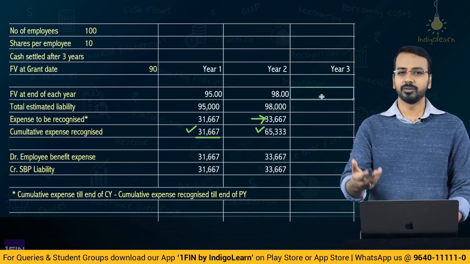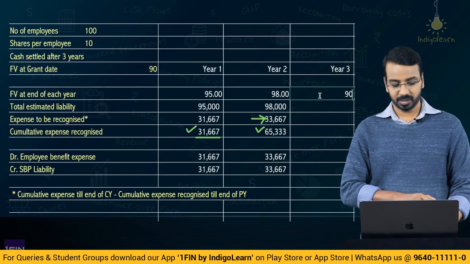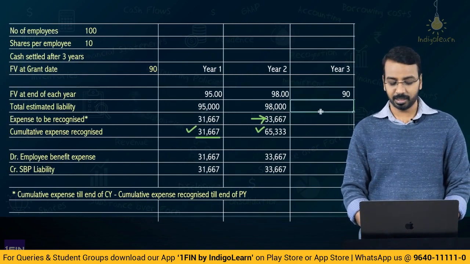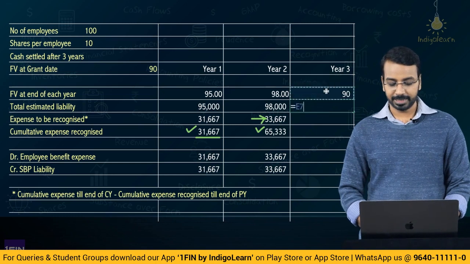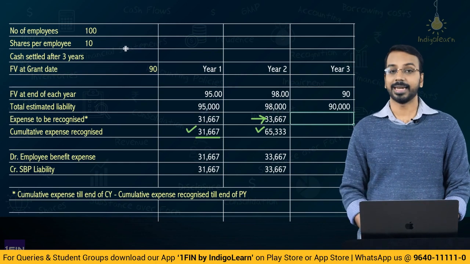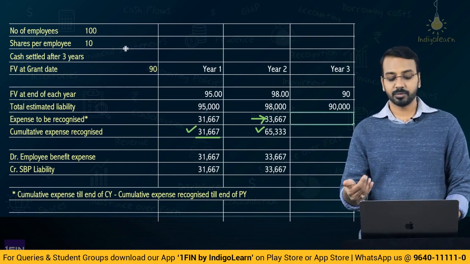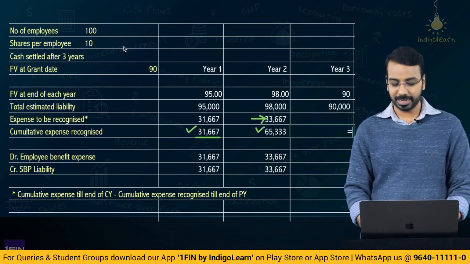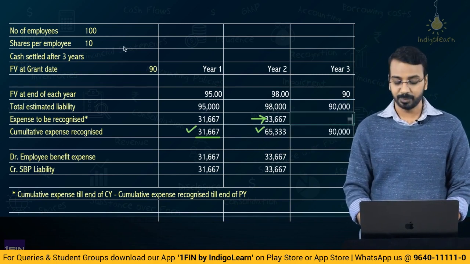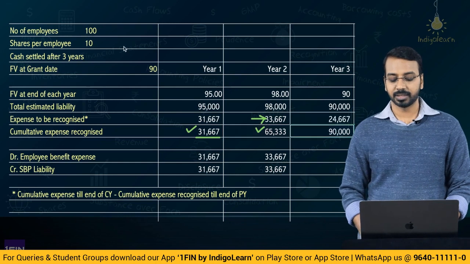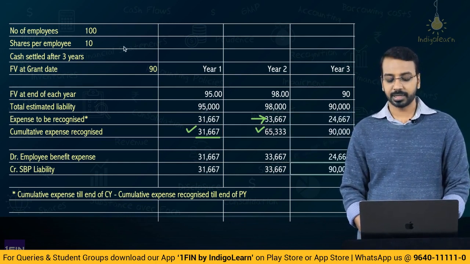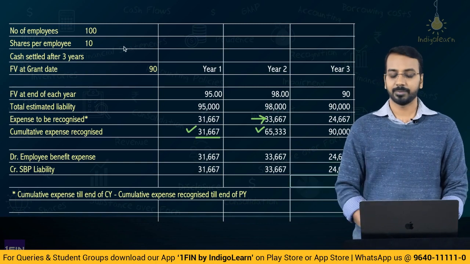And year 3, assume for a moment the fair value comes down to 90. So how much will be the expected liability? 90 multiplied by 100 multiplied by 10, which is 90,000. How much of expense will be recognized? Cumulative expense, entire 90,000. How much is already recognized? 65,333. 90,000 minus 65,333, you get 24,667. So 24,667 will be recognized in year 3.